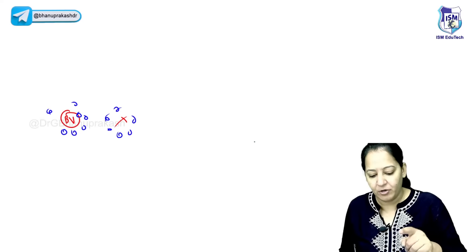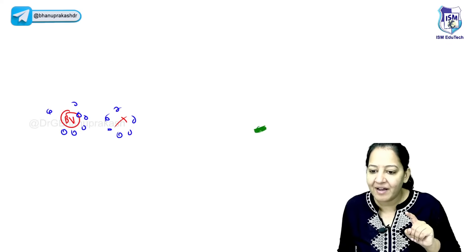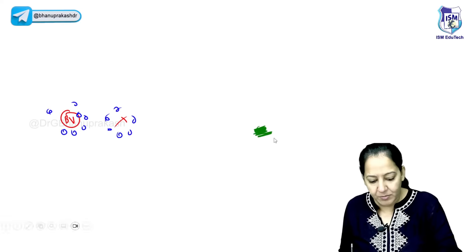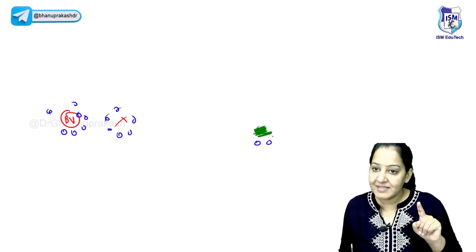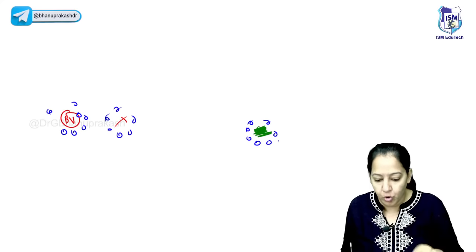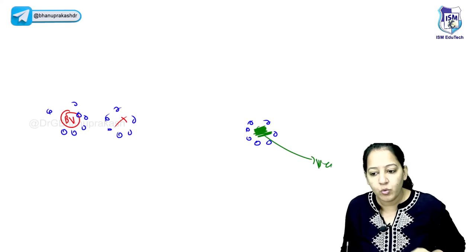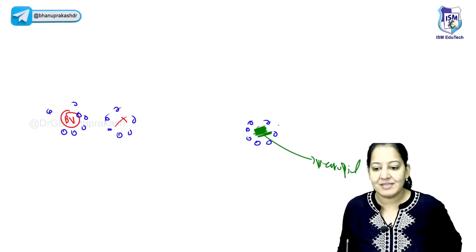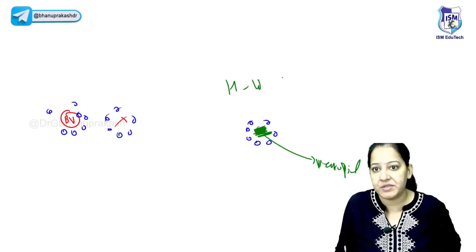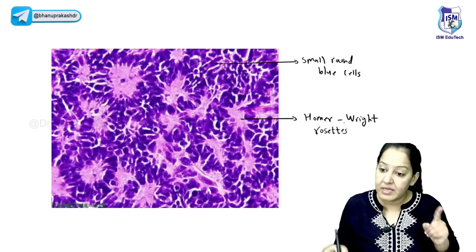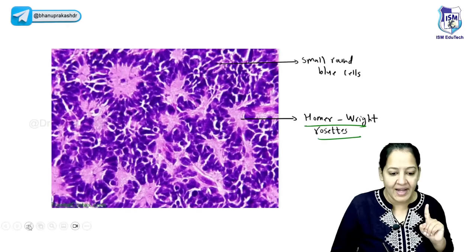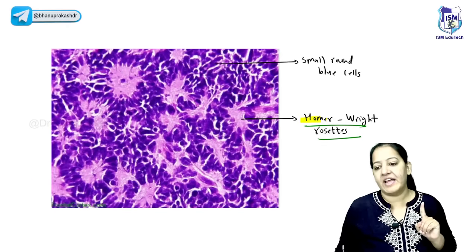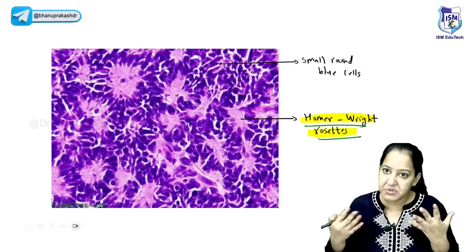Here, in medulloblastoma, in the center there is a pink color material, neuropil, and the tumor cells surround that neuropil. This rosette is known as the Homer-Wright rosette. It is not a true rosette, it is not a pseudo-rosette. It is known as the Homer-Wright rosette. Highlight the word. Very important finding. It is named after the scientist who discovered it.